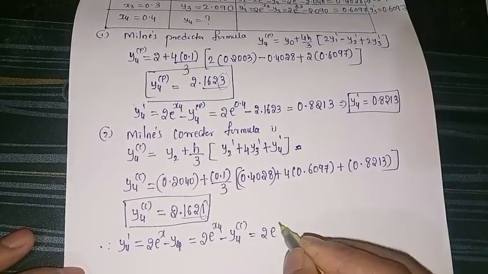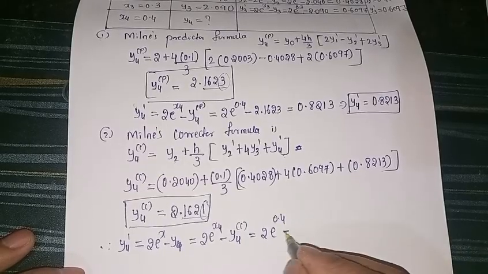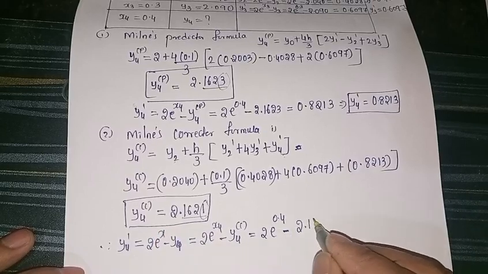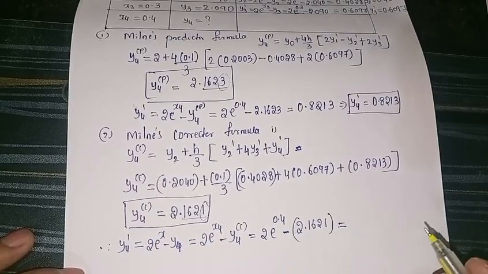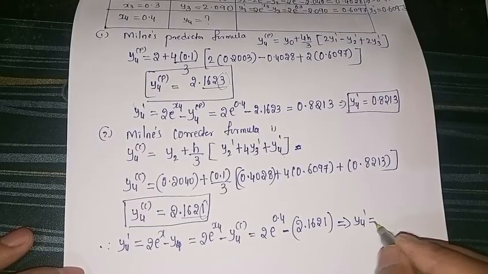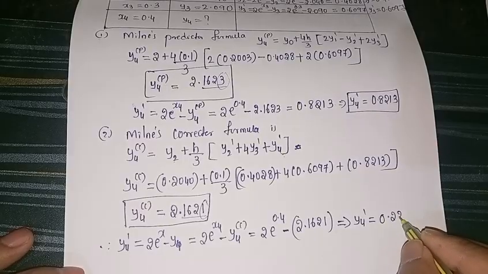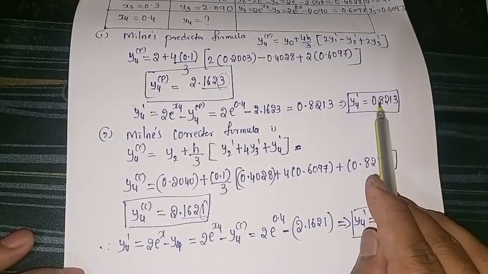2 into e power x4 is how much? 0.4. So minus this corrector value 2.1621. So if we simplify this, then we will have y4 dash. y4 dash as how much? 0.8215. Now you see this.